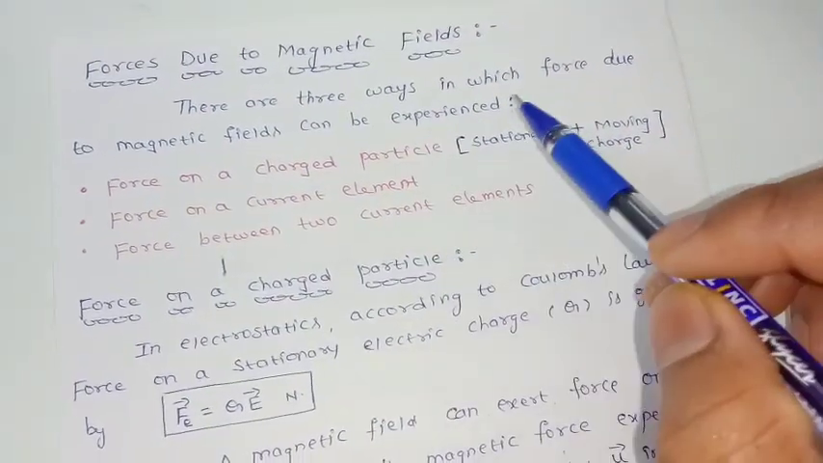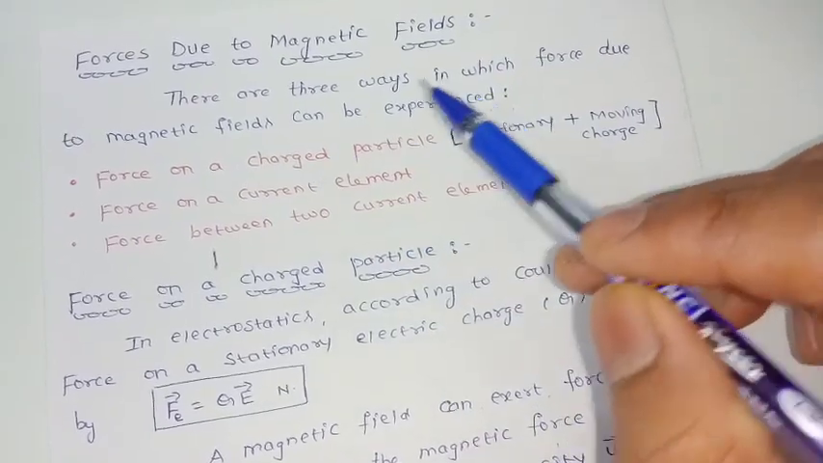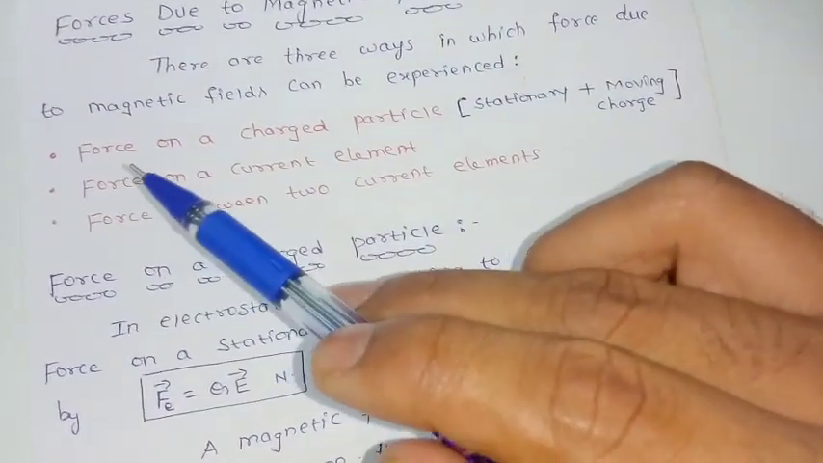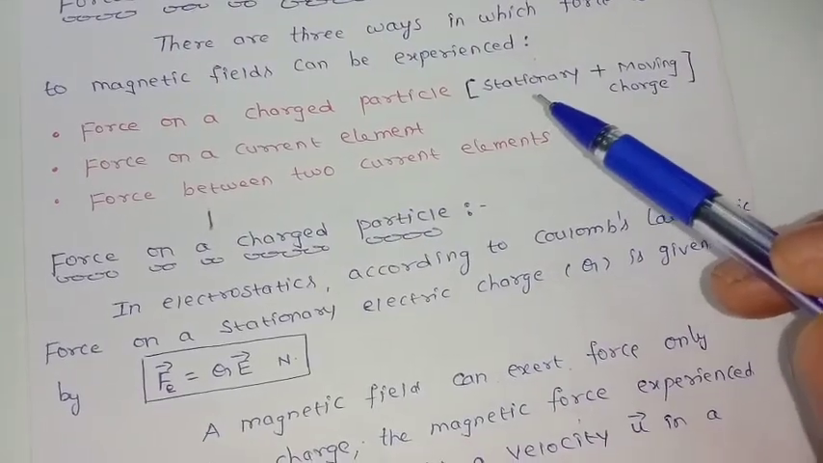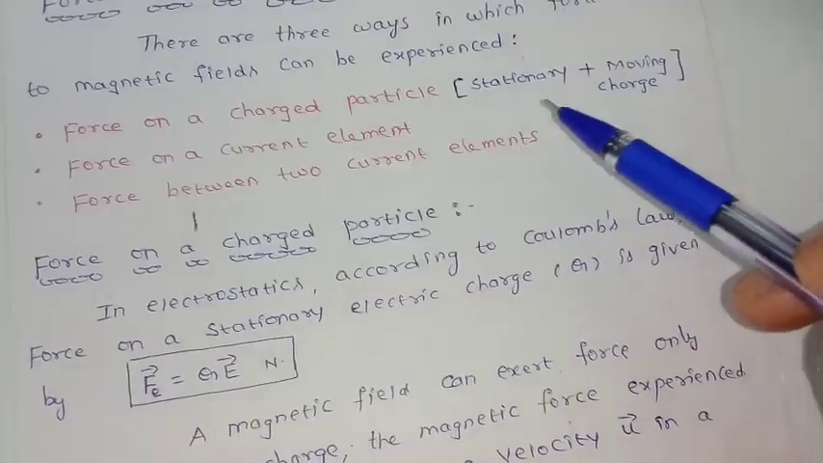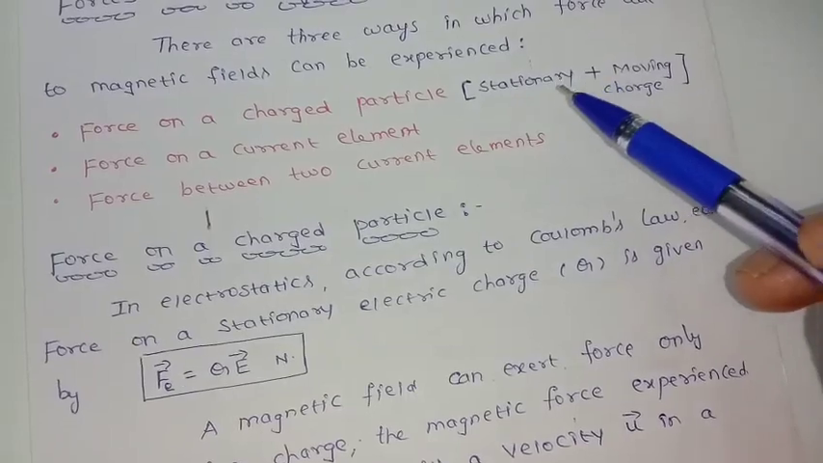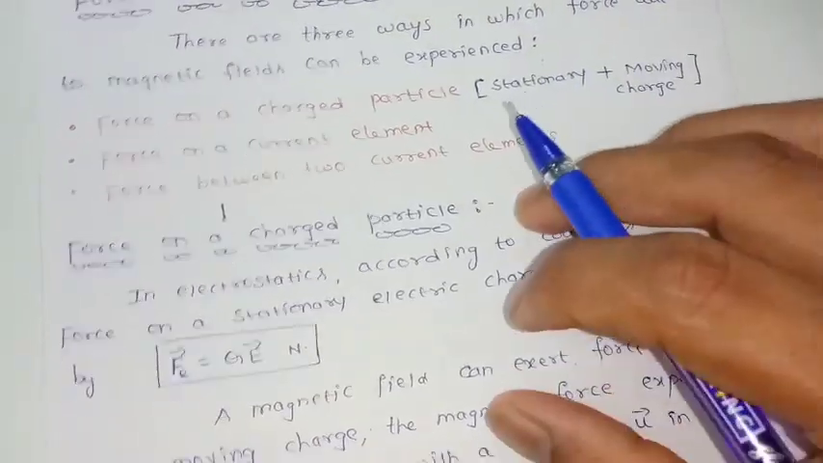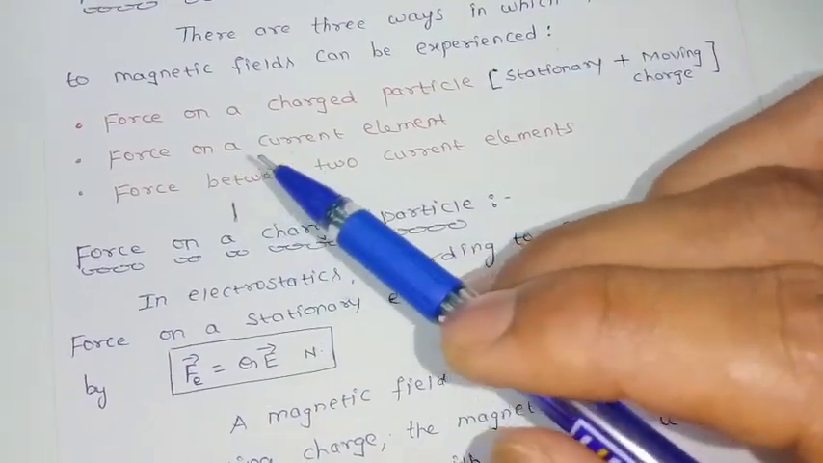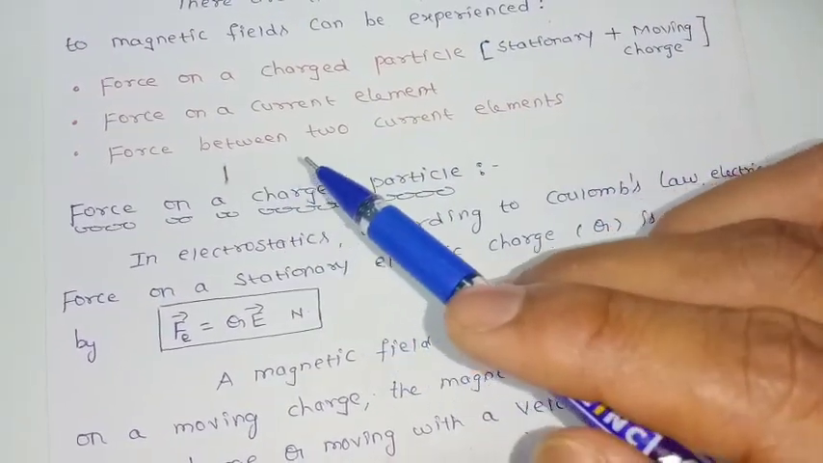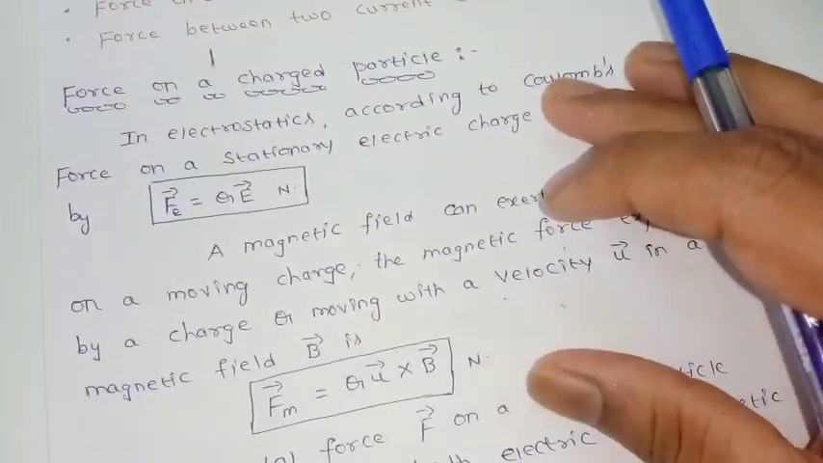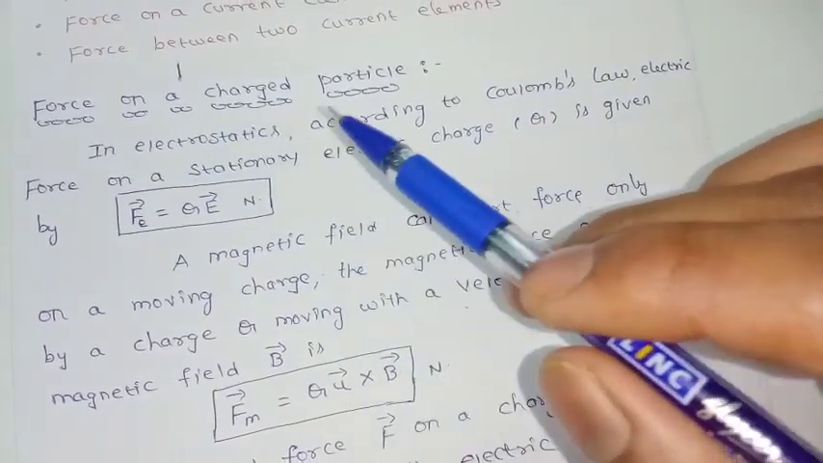Now we are going to observe the forces due to magnetic fields. There are three ways in which forces due to magnetic fields can be experienced. The first one is force on a charged particle, whether it may be a stationary charge or a moving charge. We are going to see the combination of these two in the static and magnetic fields. Now forces on a current element, it may be a differential current element. Now force between two current elements. Is it clear?